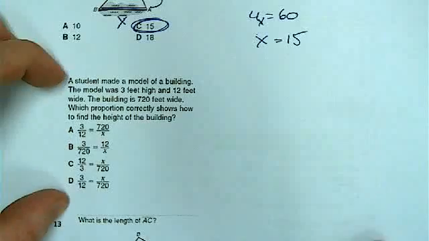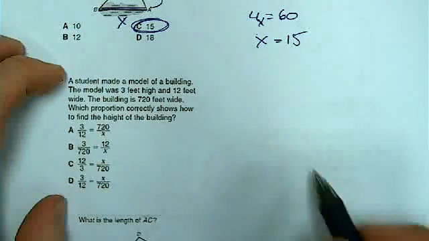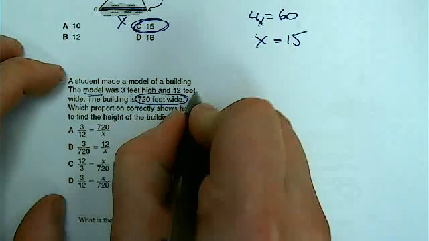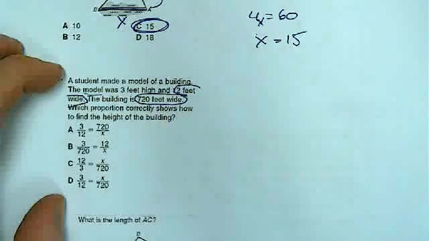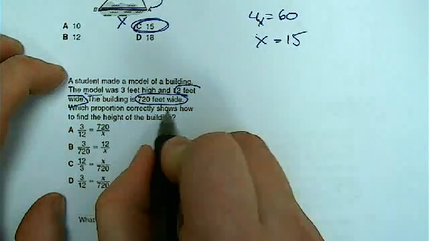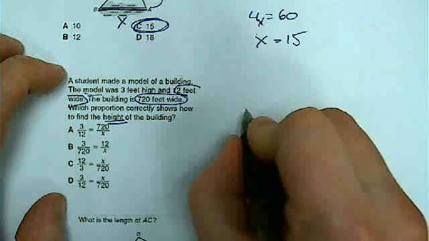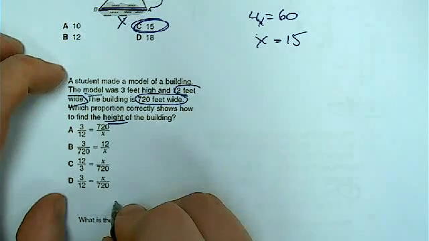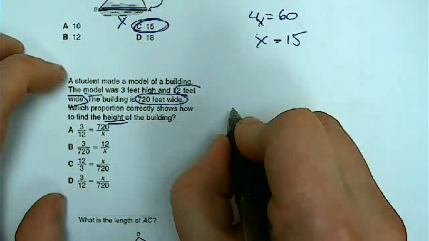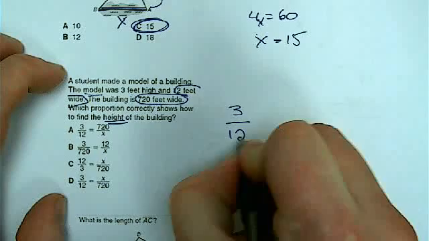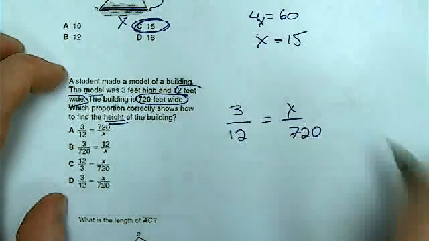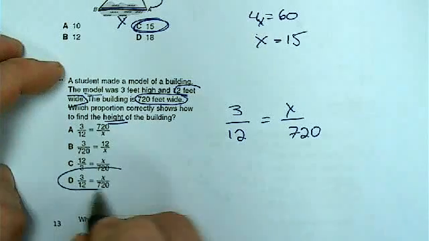A student made a model of a building. The building is supposed to be 3 feet high, 12 feet wide. Model. The building is 72 feet wide. So we're working with width. So these guys are the ones I'm using. 12 feet wide and 720 feet wide. What proportion correctly shows the height? So which of these will get me where I want to go? Now, there are a lot of possible ways to write the proportion. I've got to pick out the one that works. And that is going to be one that does something like 3 is to 12, so height is to width, as height is to width. When I look down, there it is.